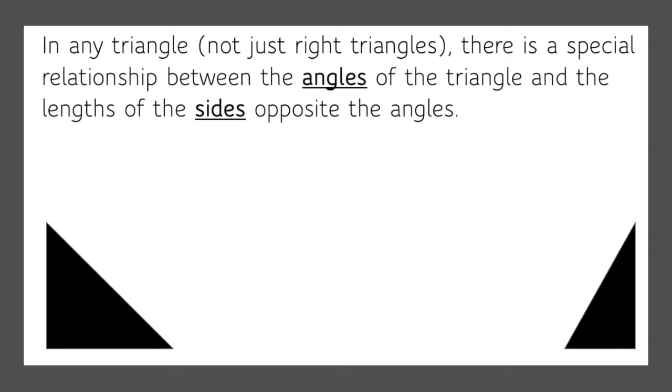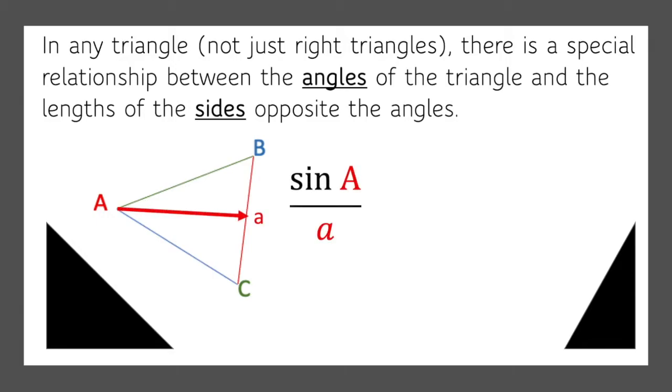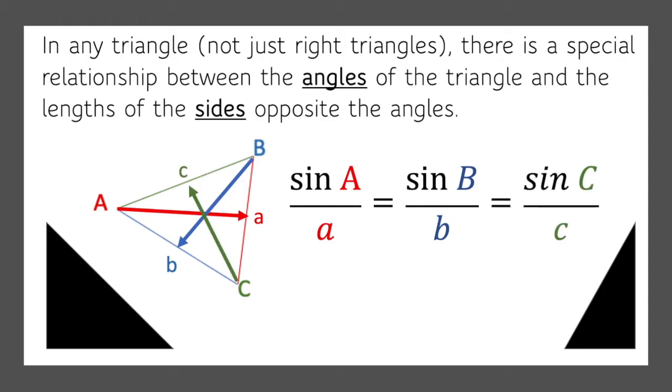In any triangle, not just right triangles, there is a special relationship between the angles of the triangle and the lengths of the sides opposite those angles. I'll show you what I mean. Here's a triangle, and if we take the sine of A and divide it by the length of the side opposite the angle A, that equals the sine of B divided by the length of the side opposite B, which equals the sine of C divided by the length of the side opposite C. And this is called the law of sines. I'll show you how it works.